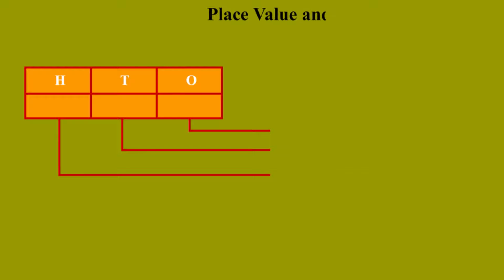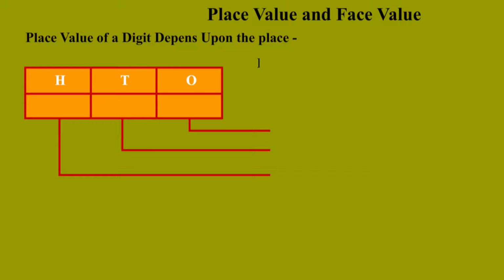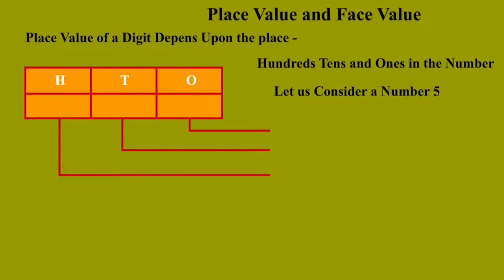Place value and face value. Place value of a digit depends upon the place, hundreds, tens and ones, and the number. Let us consider a number 513. 3 ones or 3. 1 ten or 10. 5 hundreds or 500.